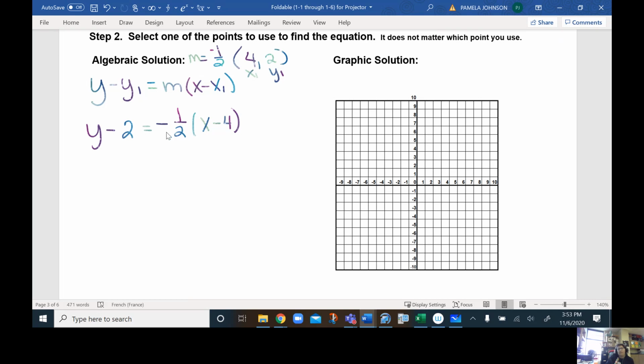And we're just going to simplify this down. This is our point slope form now. We're going to simplify it to get into our slope intercept form. So add 2 across, y equals negative 1/2 times x minus 4, plus 2. There's our transformation form.